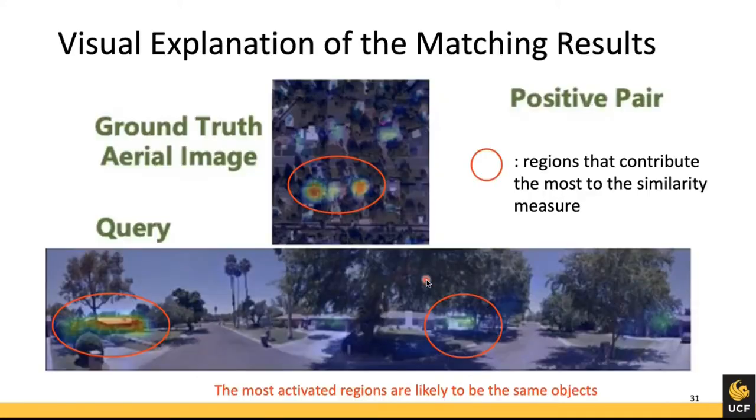So we adapt this technique in this metric learning framework, and we want to show, from the query and the retrieved reference image, which region contributes the most to the similarity measure. Let's say this retrieved aerial image has a similarity of 0.9 compared to the query. I want to see which locations or regions contribute the most to that similarity measure of 0.9.